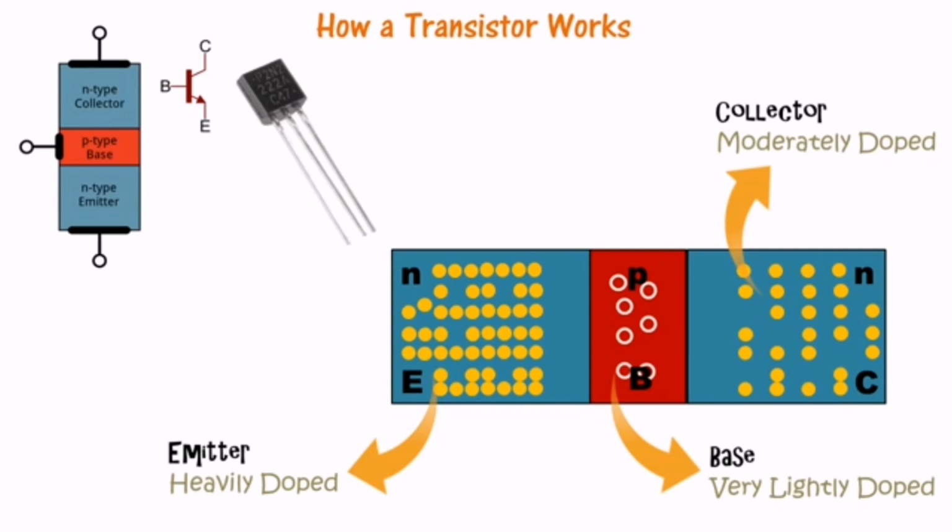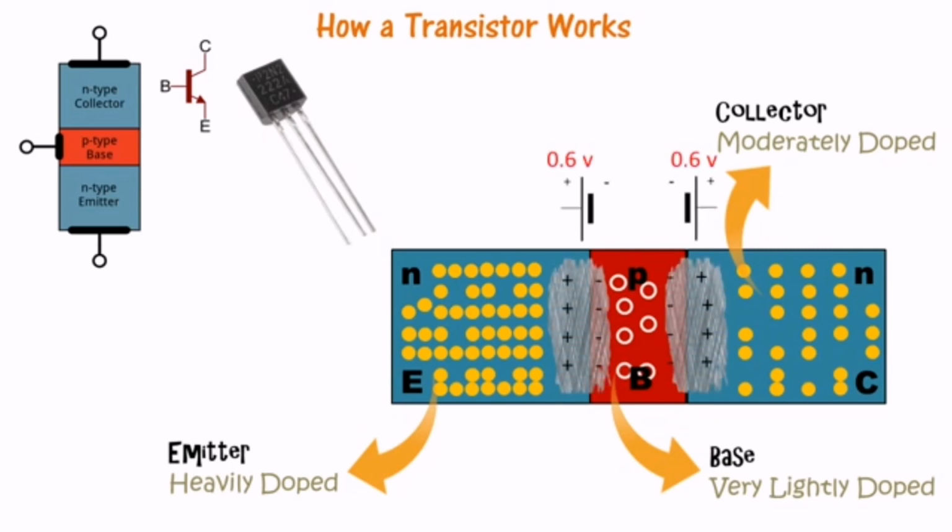So there is a depletion layer which forms here, as we have studied in diodes, and it is highly exaggerated here. And there is an electric field around this depletion layer. In a standard NPN transistor, the strength of this electric field is about 0.6 volts.